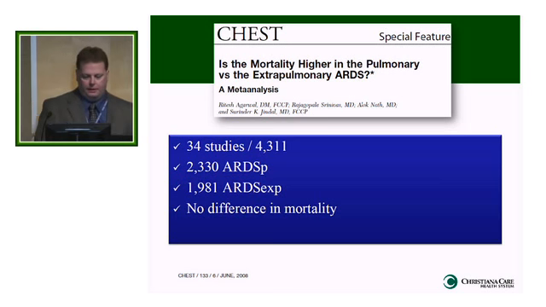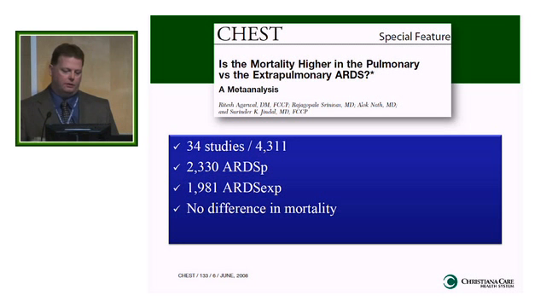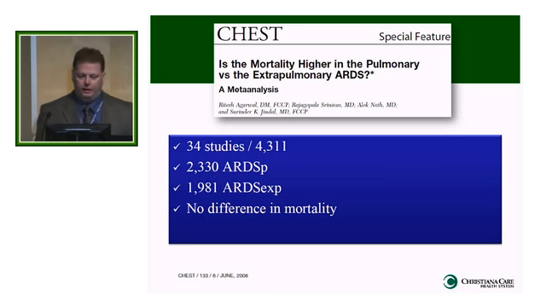The second slide, from a different study in Chest, 2008, looked at 34 studies. They had 4,300 patients. They looked at the number of people who had primary ARDS and secondary or extrapulmonary ARDS, a little over 2,000 versus a little under 2,000, and they found no difference in mortality of those patients. So this would be one study that would point to people saying, well, they must be a little bit more alike than we thought, because the same amount of people die from it, the same mortality rate.